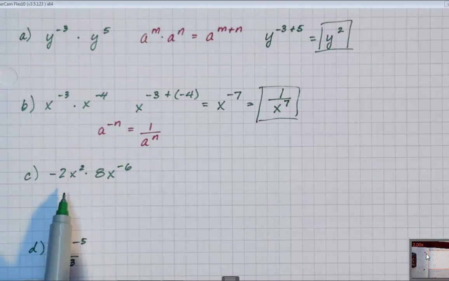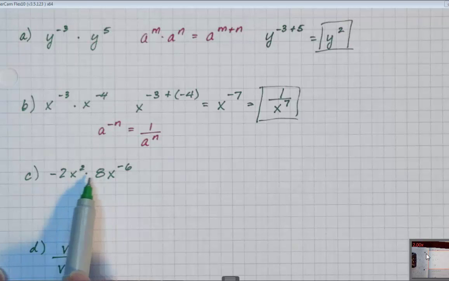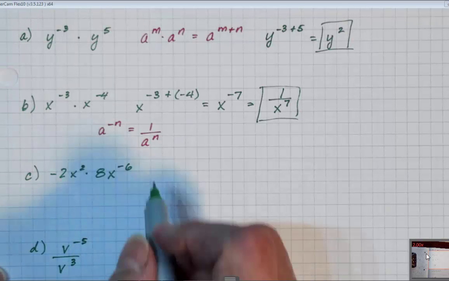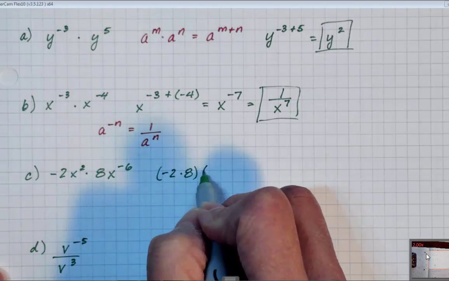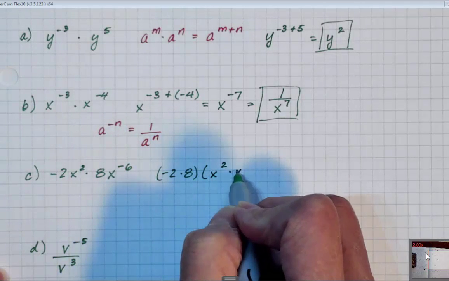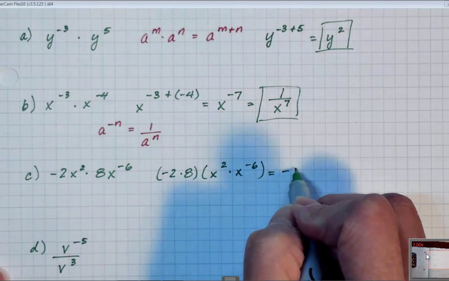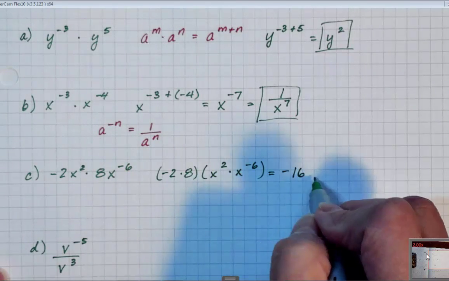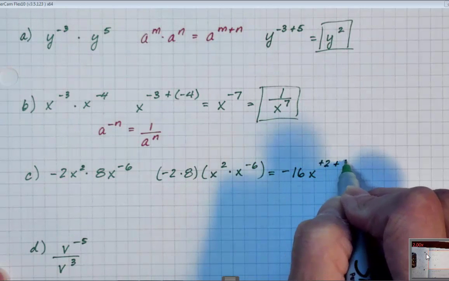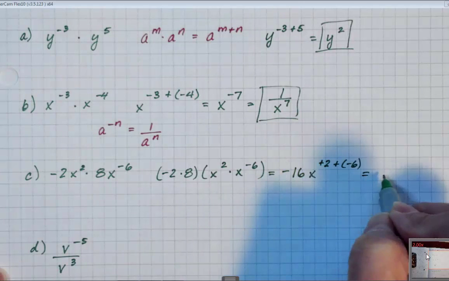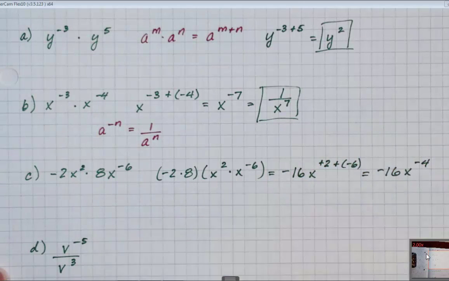The next one, we're going to again use our product rule when we multiply our x's, and then we're going to just regularly multiply our negative 2 and our 8. So we have negative 2 times 8, and then we're going to be multiplying x to the second times x to the negative 6th. Negative 2 times 8 is negative 16, and then for my x's, I'm going to be adding my exponents, positive 2 and a negative 6. That ends up giving me negative 16x to the negative 4th.